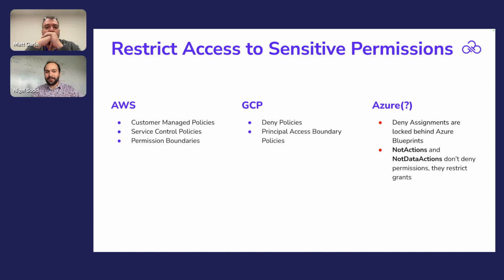Azure looks kind of like it has the tools to be able to do this, but it's actually quite tricky. They do have deny assignments, so the ability to deny permissions, but those are locked behind Azure blueprints and you can't customize them. You might look at roles and go, oh, I can specify things in not actions and not data actions, but that just restricts grants within those roles. If you have another role that grants access to permissions, you still get the permissions. It's actually really difficult to specifically deny individual permissions in Azure. Here at Sonrai, we have found a way that you can do this through role control, but it's a little bit outside the scope of this presentation, so I'm going to leave it at that for now.